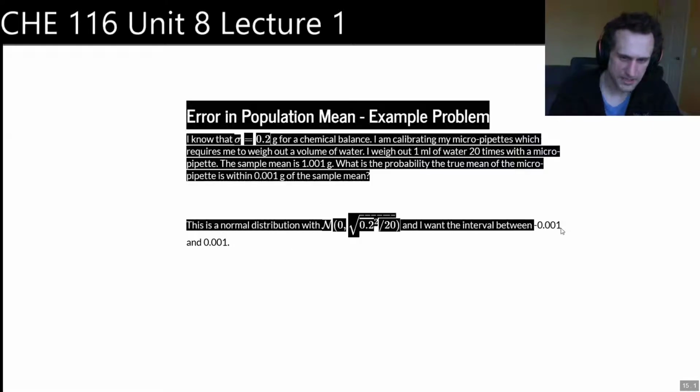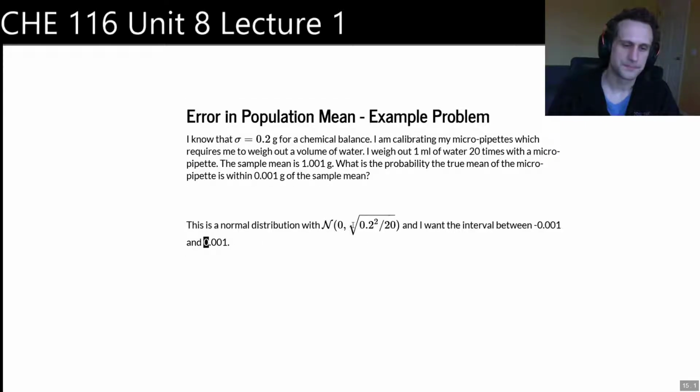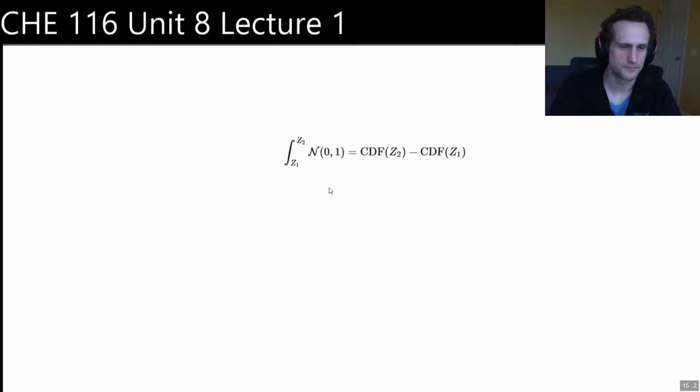Why is it from minus 0.001 to 0.001? Because we're centered at 0. In fact, I didn't even need to tell you this number, it has nothing to do with the problem. It's just asking what the probability is that we're going to fall within that interval, because this distribution is centered at 0.